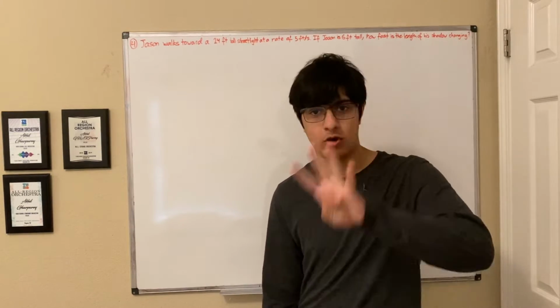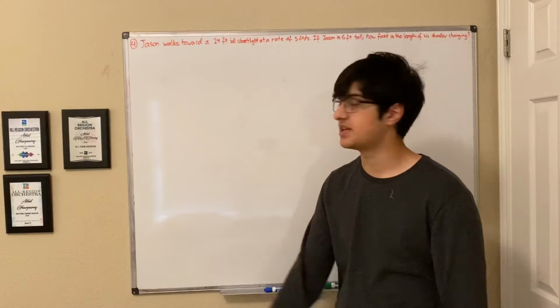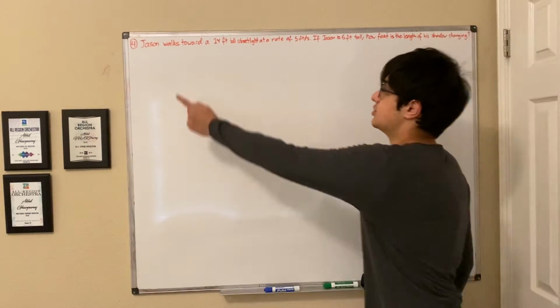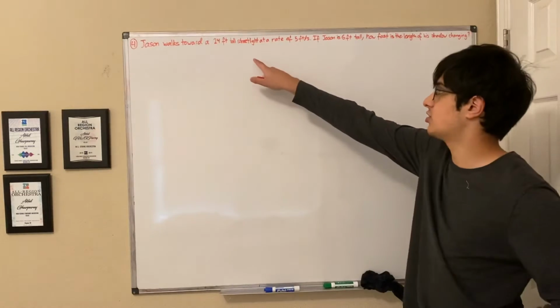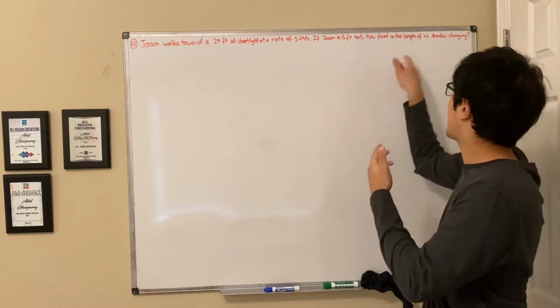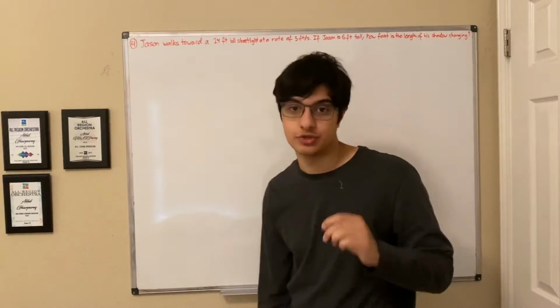This is part 4 of our related rate series, and today we're going to be talking about the streetlight problem. So let's get started. Jason walks towards a 24 feet tall streetlight at a rate of 5 feet per second. If Jason is 6 feet tall, how fast is the length of his shadow changing?